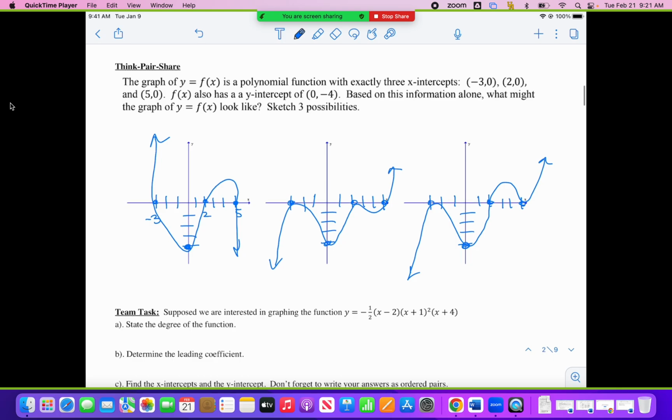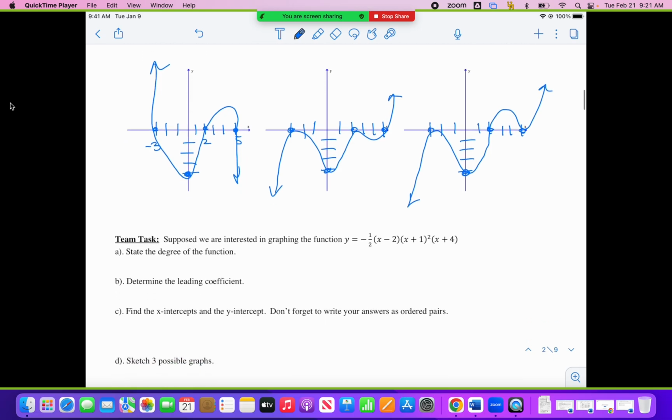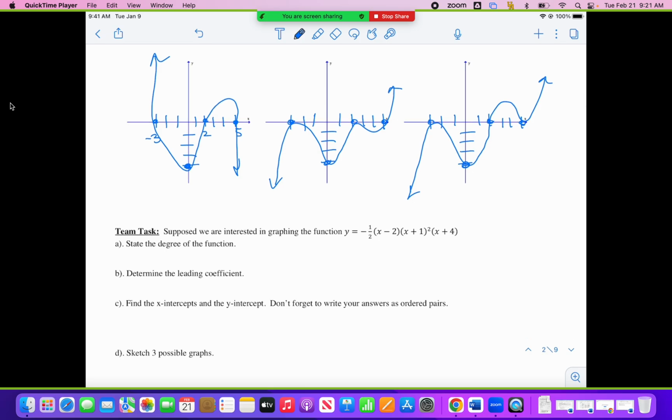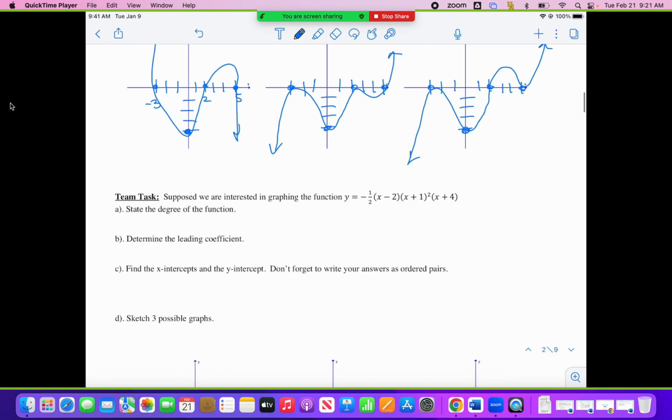Okay. All right, suppose we're interested in graphing the function y equals -1/2 (x minus 2)(x plus 1) squared (x plus 4). I'm going to pause a moment, and I want you to find the degree, determine the leading coefficient, the x and y intercept, and sketch 3 possible graphs. All right, so now that you saw me do that on the last one, see how much of this you can do.